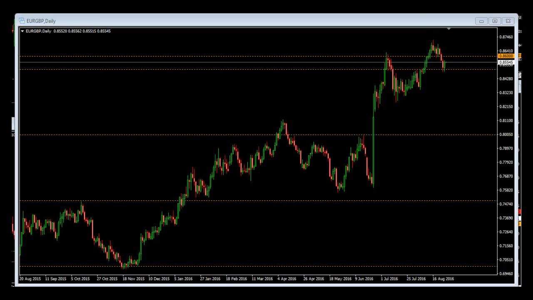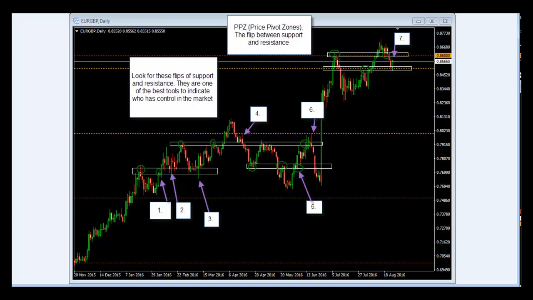What I've done to make it a little bit easier to follow along is I've gone ahead and marked up this same chart. It's an exact chart of what we have right now, and I've gone through here and labeled these different points that we can look at. So again, the flip from support to resistance is simple.